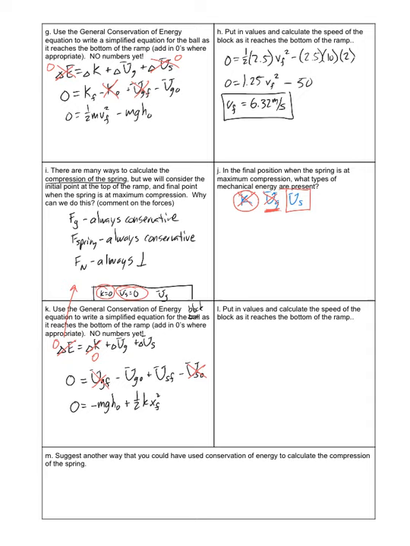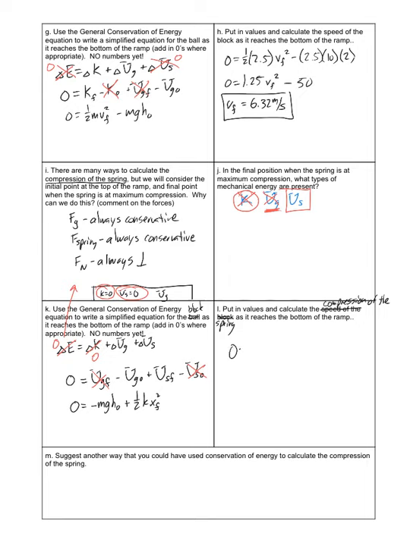All right, now it says put in values and calculate. I made a mistake here. This should not say the speed of the block. I'll correct it on the worksheet. It should say the compression of the spring as it reaches the bottom of the ramp. The block reaches the bottom of the ramp. And so we're now going to put the numbers into our equation there.